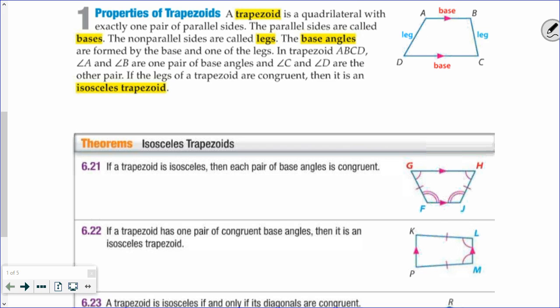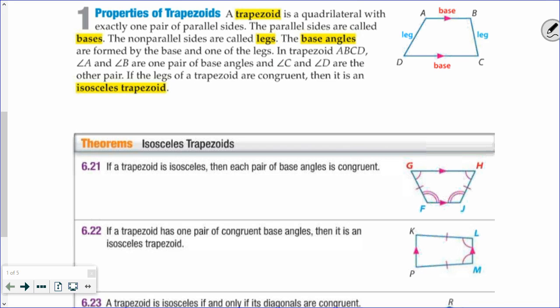a trapezoid is a quadrilateral with exactly one pair of parallel sides. So only one pair of sides are parallel. The parallel sides we call the bases, as you can see in the example here. The non-parallel sides we call the legs. The base angles are formed by the base and one of the legs.